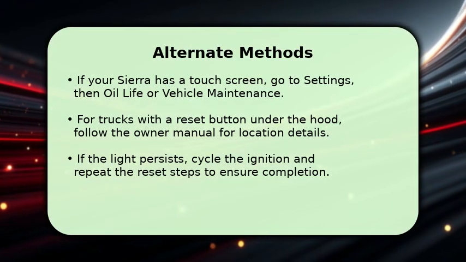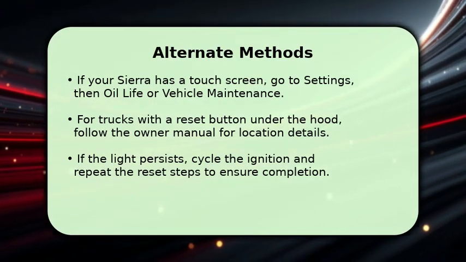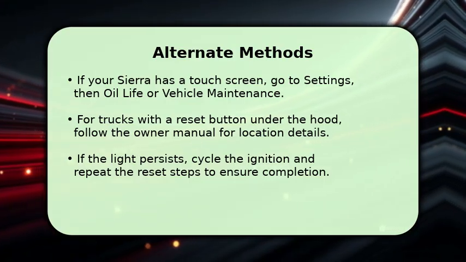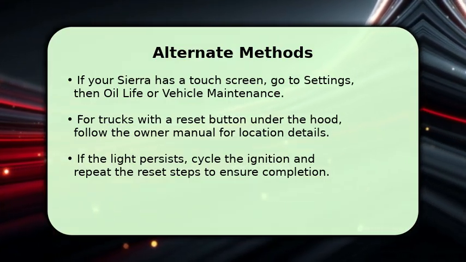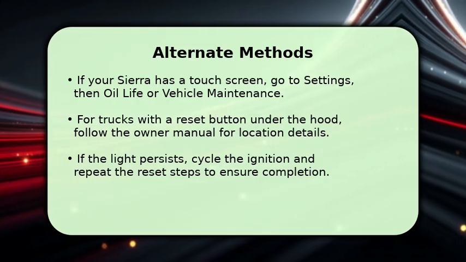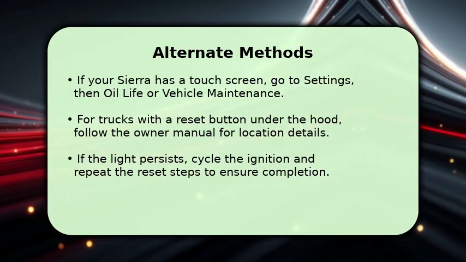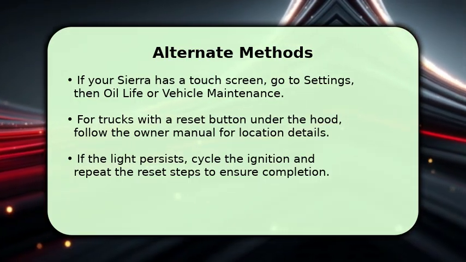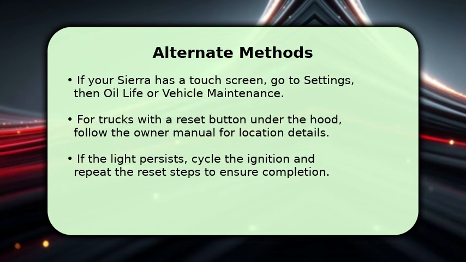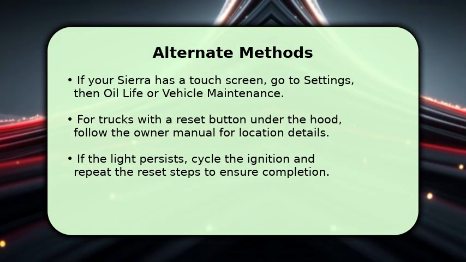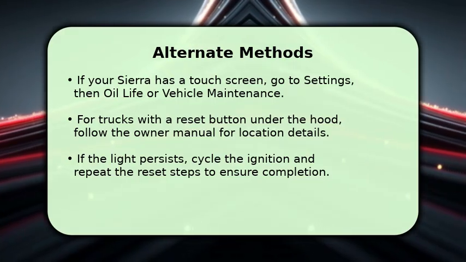Some GMC Sierra models have alternate reset approaches, and I will describe them plainly. On vehicles with a touch screen, open settings, choose oil life or vehicle maintenance, and select Reset. Older models may require a physical reset button or sequence noted in the owner manual. If the oil light stays on after resetting, turn the ignition off, wait a few seconds, and repeat the reset process to make sure the computer registers the change.